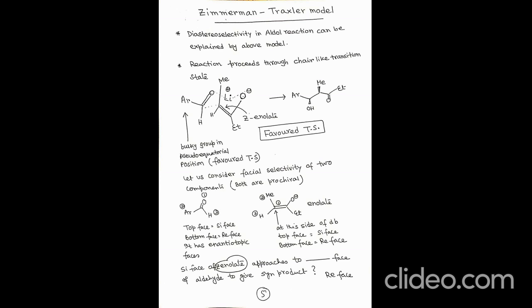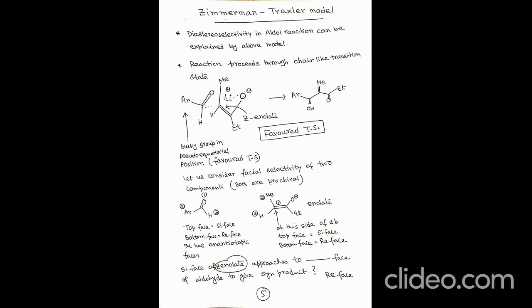Priority wise, oxygen is the first priority, aryl is the second priority and hydrogen is the third priority. The way we have written, 1 to 2 to 3, means oxygen to aryl to hydrogen, it is anti-clockwise. So the top phase is the psi phase and therefore the bottom phase, which we cannot see, will definitely be the re phase. They will be arranged in a clockwise manner.